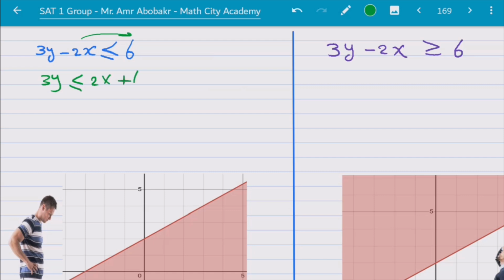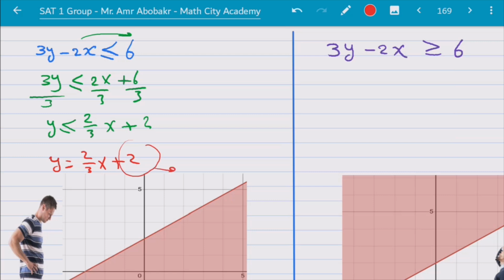Now divide by 3. There is no need to change the direction of the inequality sign because we divided by a positive number. So y smaller or equal to 2 over 3x plus 6 divided by 3, which is 2. So now we can write it like an equation of a line, y equals 2 over 3x plus 2.